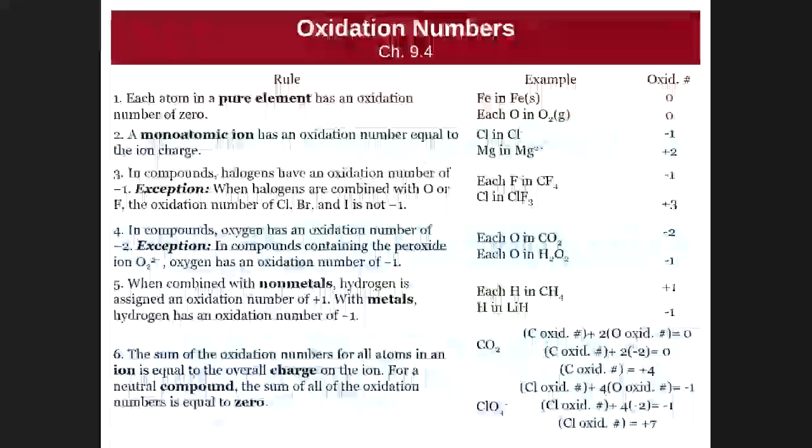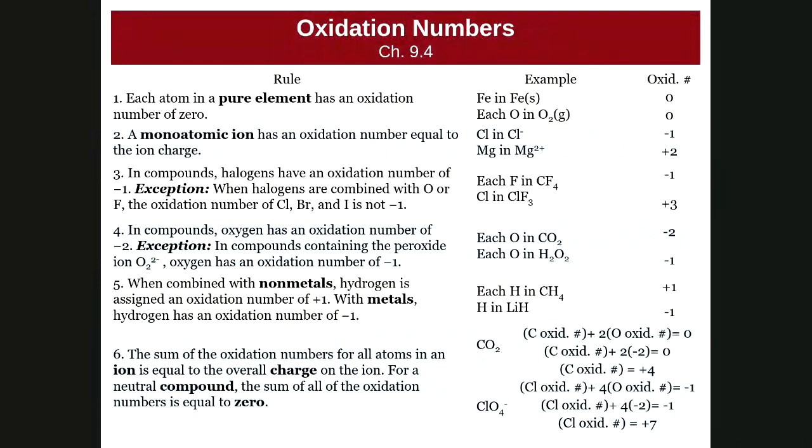So here are our rules for assigning oxidation numbers. Each atom that is a pure element has an oxidation number of 0. So iron in solid iron has an oxidation number of 0. Oxygen in oxygen gas has an oxidation number of 0. All right, what's our next rule?